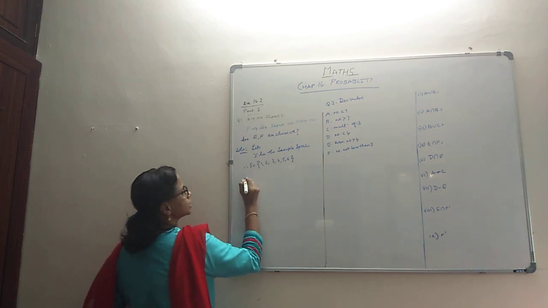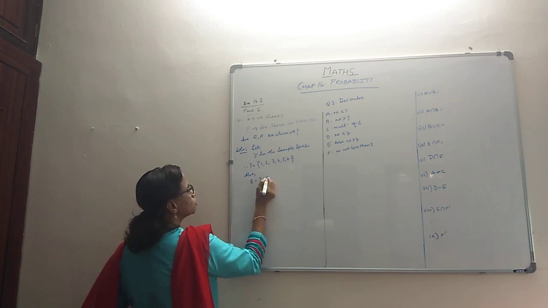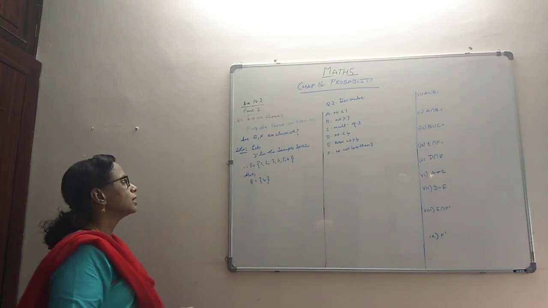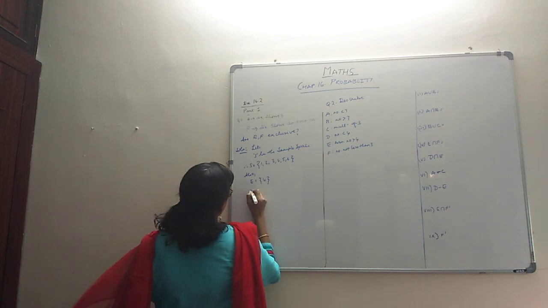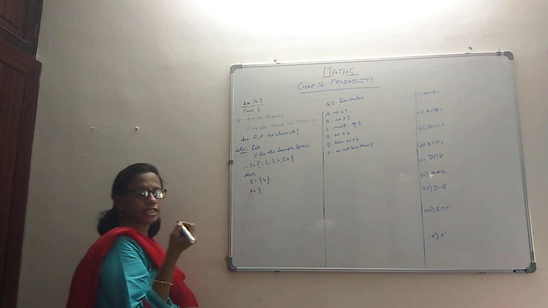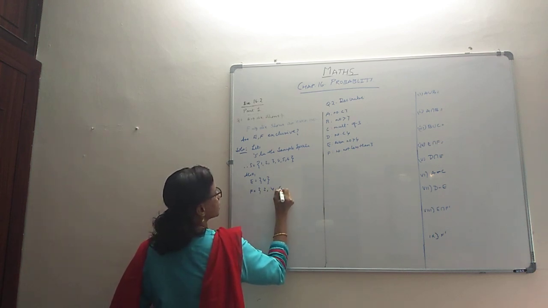And let's see what E is. Your event E is that it will show 4. So it will show 4 means it will show 4. There is nothing else. Then F is that it will show an even number. So out of the given lot, let us check which are even numbers. They are 2, 4 and 6. So these are even numbers.